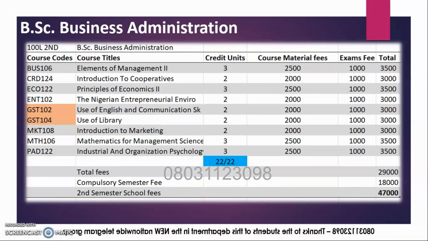Then 100 level second semester, these are your courses. The courses you're supposed to register, and you're supposed to pass all of them as well. The same 3 credit units is 2,005, 2 credit units is 2,000 for course registration. They call it course registration, but it's actually for the course material. You're paying for the course materials, and then exams is flat as well. The cost of all of this is 47,000, which includes the compulsory 18,000 for the second semester.